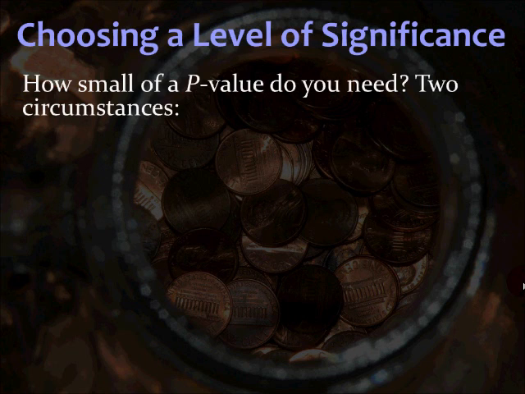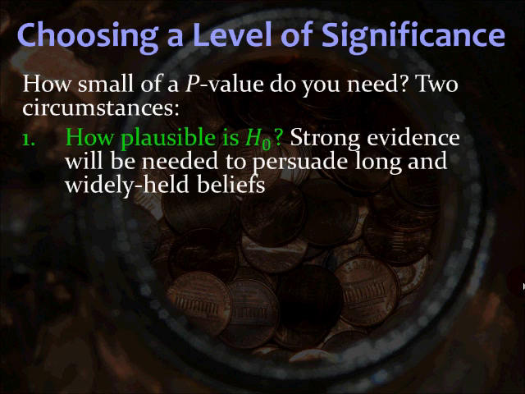So, how small of a p-value do you really need? There are two possible circumstances you'll want to consider. First, how plausible is the null? Strong evidence will be needed to persuade long and widely held beliefs. If you imagine Copernicus or Galileo trying to change the church's idea that the Earth was at the center of the universe, you probably needed a pretty plausible null to get that. So you needed really strong evidence to change that.